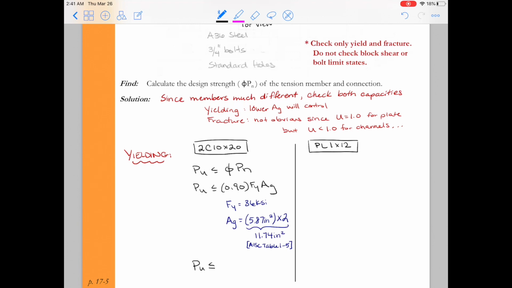Alright, completing my calculations, I multiply 0.9 times 36 times 11.74 inches squared, and I get the answer that P sub u has to be less than or equal to 380.38 kips.